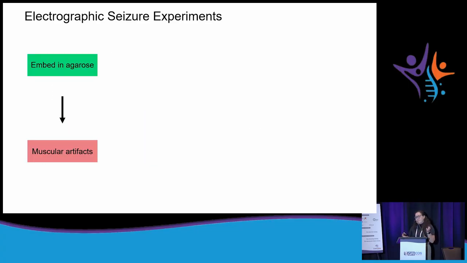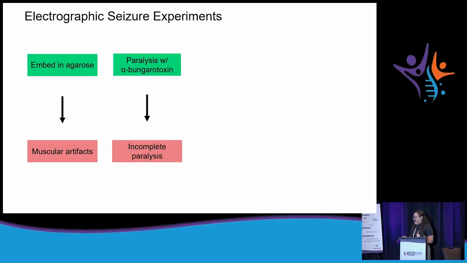So previous experiments using this technique to record field potentials would just embed the fish in high concentrations of agarose to keep them stable. I did this at a high agarose percentage of 3.5%, and the animals were very stable, but I could still see even skin twitches in the skin of the animal around the electrode, and I was definitely picking that up in my recordings.